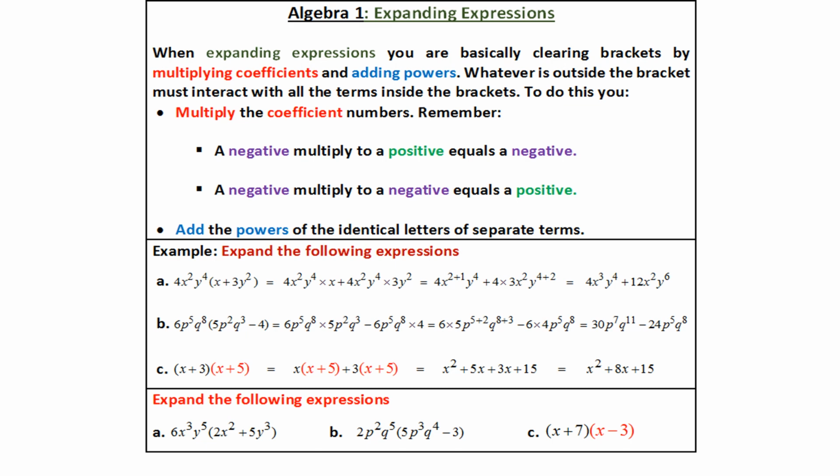So now you have the 5x and the 3x are like terms, because you have the same letter, which is x, with the same power, which is 1. So you add the coefficients. 5 plus 3 will give you 8. So you end up with x squared plus 8x plus 15.